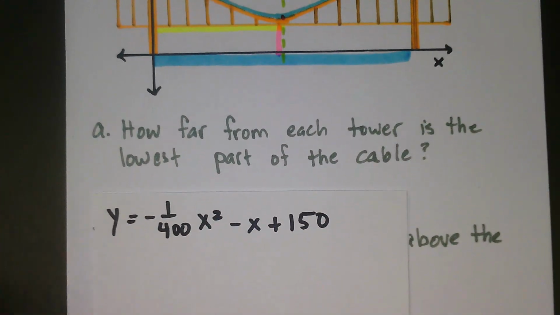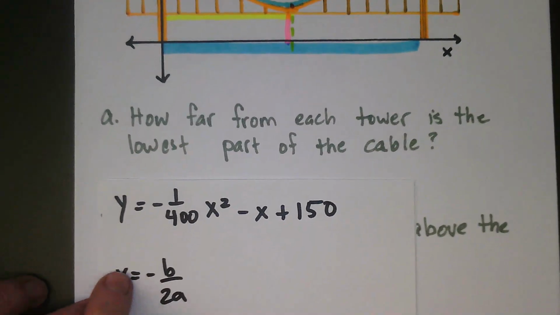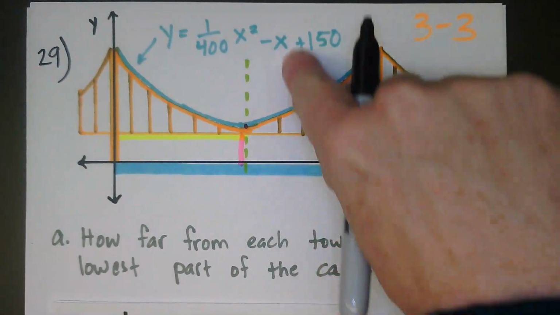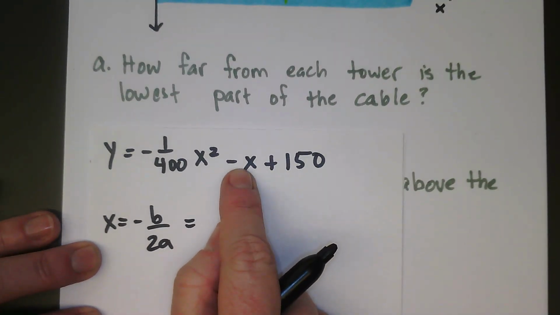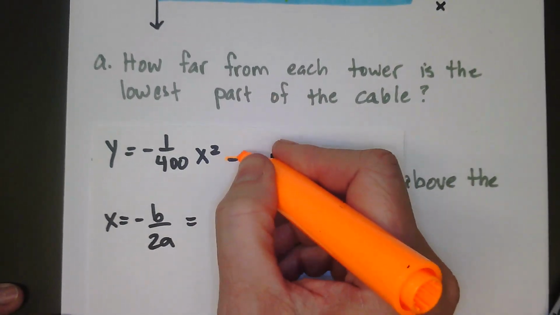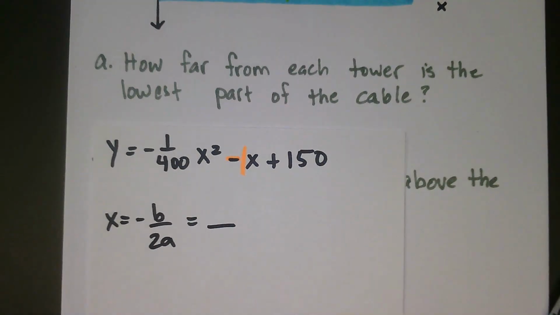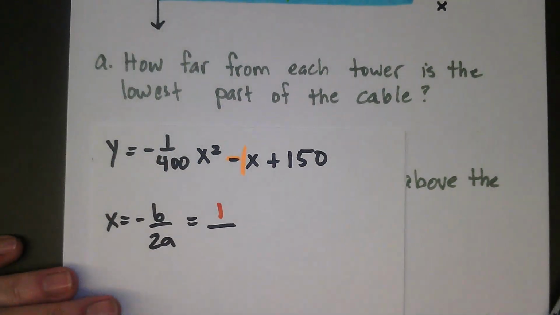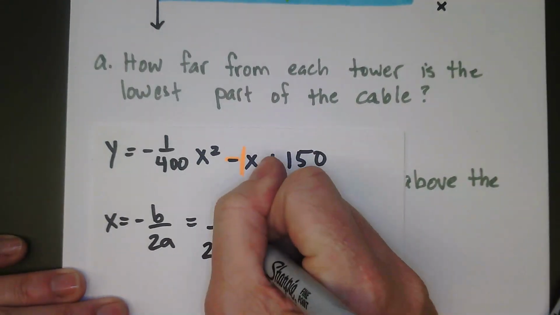Now we want to find the vertex, so we're going to do x equals the opposite of b over 2a. This equation will actually be this green vertical line here that I drew, the axis of symmetry. All right, so the opposite of b is actually a -1. We don't really see that 1 there, but that is a -1. So when I put in the opposite of b, it's going to be a +1. You can think of it as a negative. Okay, now this part people don't love because a is a fraction, but it's okay. We can do that. 2 times, now this is going to be -1 over 400.